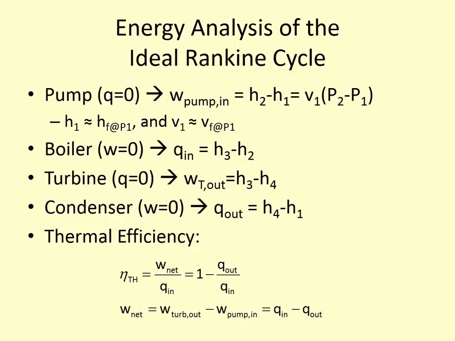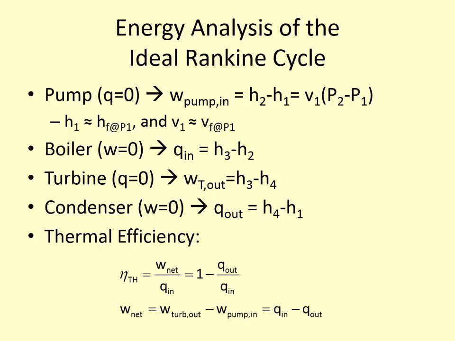The turbine we're going to assume is adiabatic, so Q is equal to 0, and the work of the turbine out is just h3 minus h4. The condenser, again, is not a work-producing or consuming device. It's just a heat transfer device. So Q out of the condenser, meaning we're removing heat from the working fluid in order to condense it, is equal to h4 minus h1.